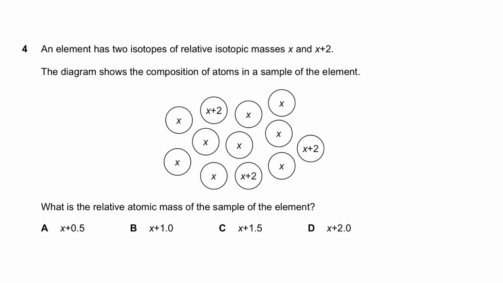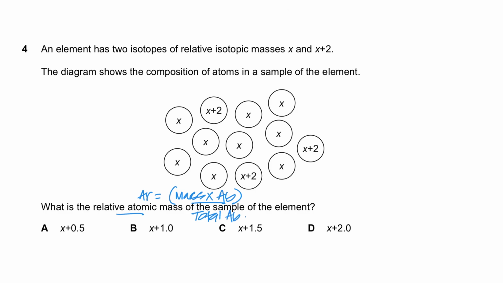So an element has two isotopes of relative isotopic masses x and x plus 2. And you know, how do you calculate the AR? He says, what is the relative atomic mass? How do you calculate the AR? It's the mass number times the abundance, right? And you take all the isotopes, take their mass number, times it by the relevant abundance, which is the percentage or the frequency, and then you divide it by the total abundance, the total percentage or the total frequency of those combined isotopes.